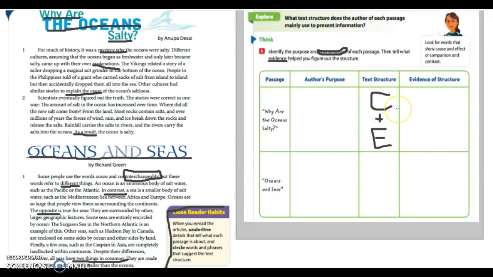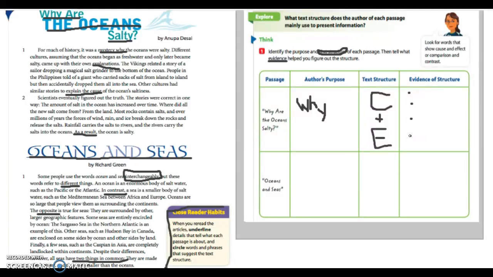Let's talk about the author's purpose. The reason the author wrote this story for us to read is to inform us why the oceans are salty. It told us why the oceans are salty, and it's to inform, since it's a nonfiction text. For evidence of that text structure, you need to go back and add at least 4 pieces of evidence from our story.